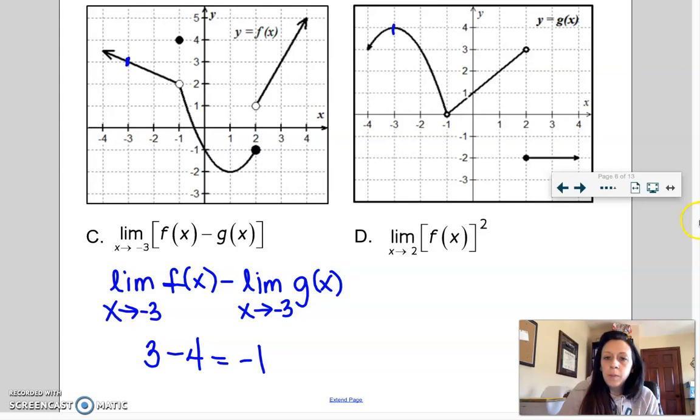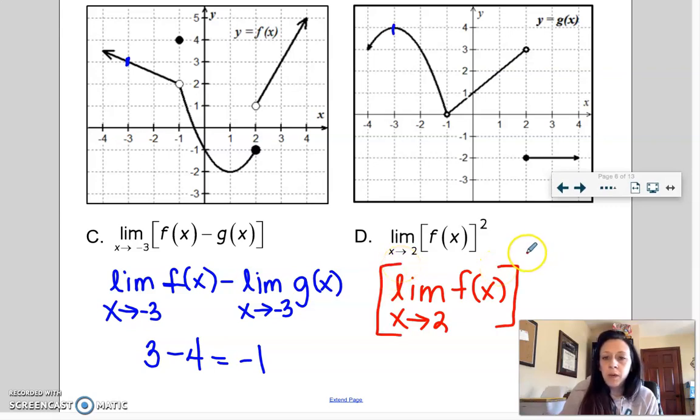Okay, so remember that when we have powers, what we're going to do is take the limit of just the function, and then we're going to raise the entire answer to the second power, or the outside power, whatever that may be. So f of x graph is the one on the left.